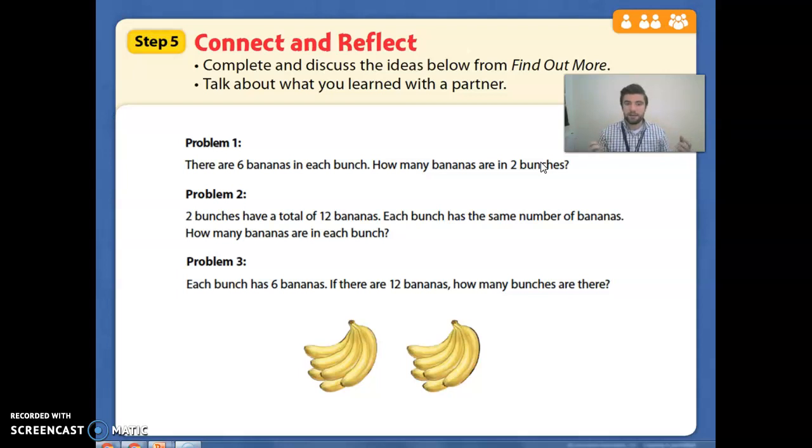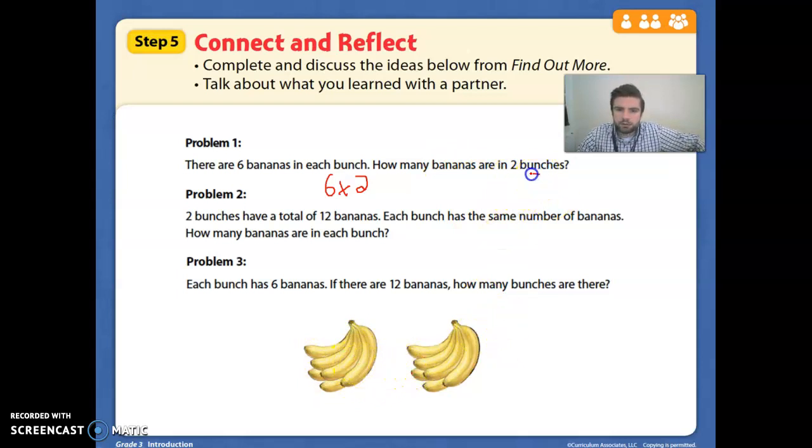That sounds like a multiplication problem. That's right, because we're taking smaller groups and we're putting them all into one big group and counting how many. So our multiplication equation for this would be 6 times 2. Now for this you could use a number line, or you could use a picture. I think I like the picture a little better. And they actually give us a picture down here.